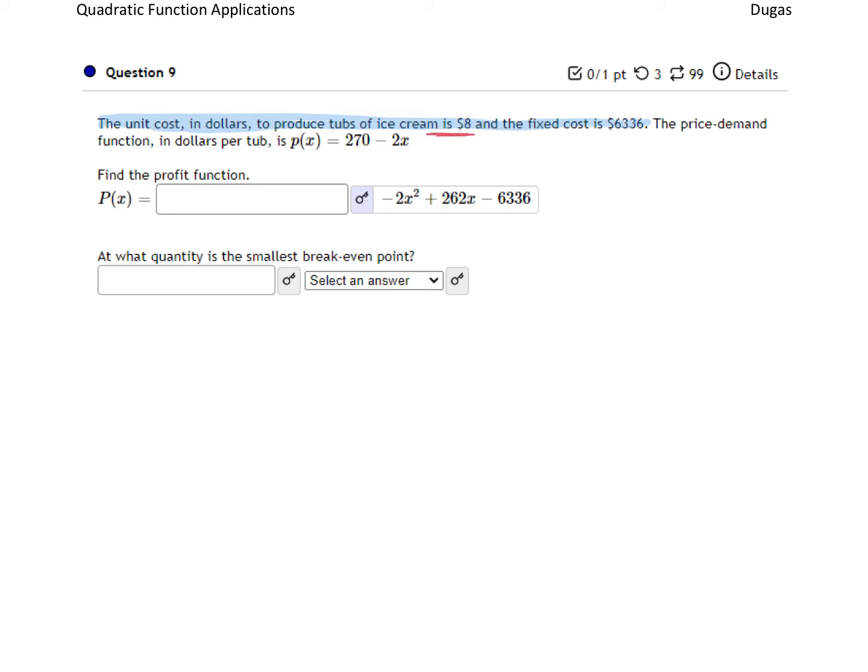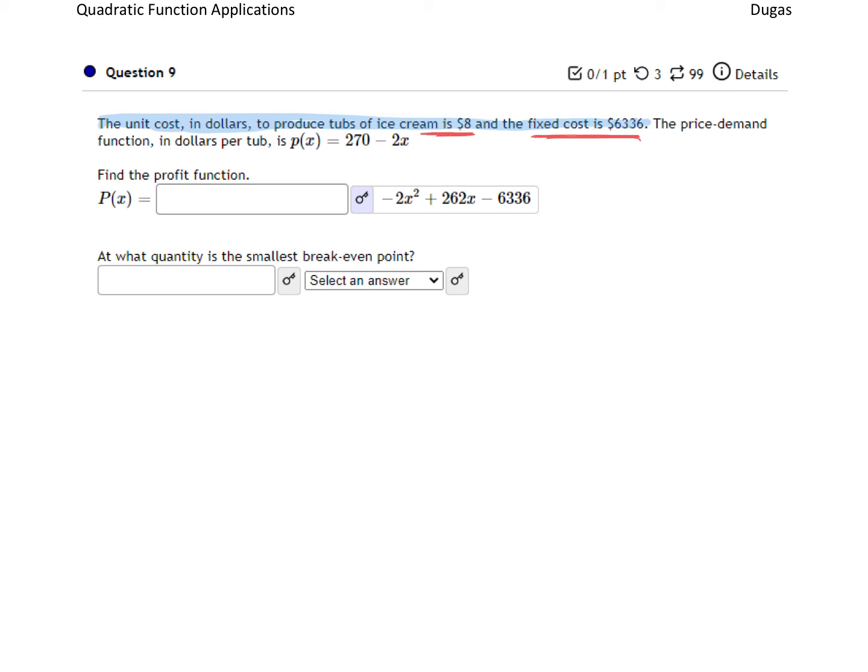So that is the unit cost, meaning it varies depending on how many units are produced. Fixed cost means no matter how many units you produce, you're going to have that cost. So a fixed cost, an example might be renting a building, right? It doesn't matter if you produce 1 tub of ice cream or 1,000,000 tubs of ice cream, the rent for the building is going to be the same. So that's a fixed cost.